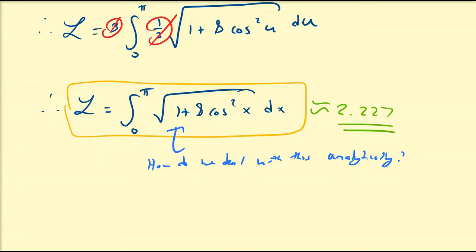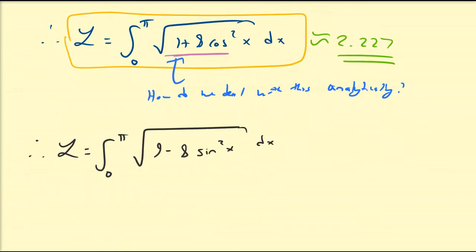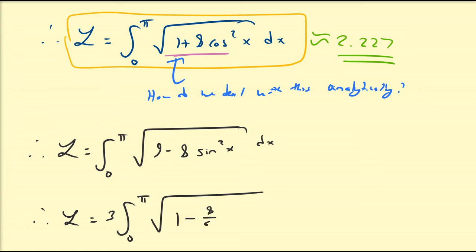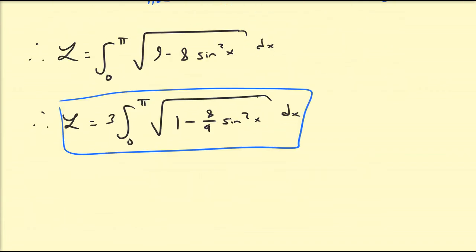All right, so what I'm going to do is shift this integral in terms of sine squared to write it in another way. So I can rewrite this integral as L is equal to the integral from 0 to pi of the square root of 9 minus 8 sine squared of x dx. And I can, of course, write this as 3 times the integral from 0 to pi of the square root of 1 minus 8/9 sine squared of x dx. And if you're familiar with special functions, then this little integral here is known as an elliptic integral.